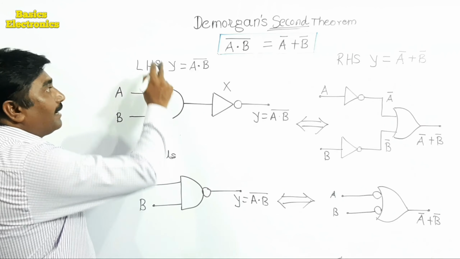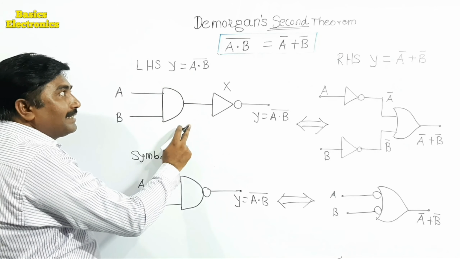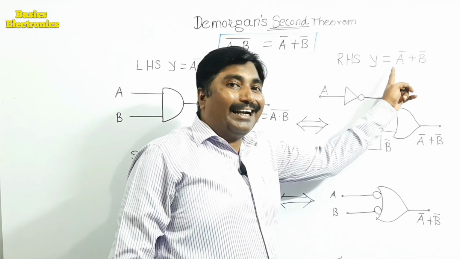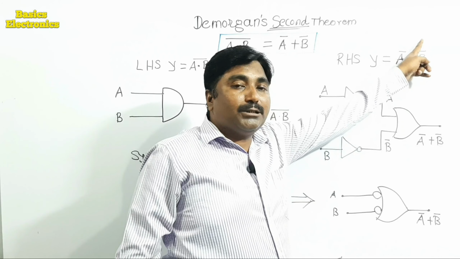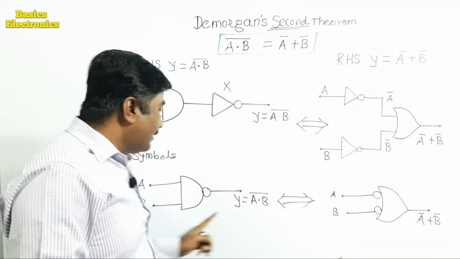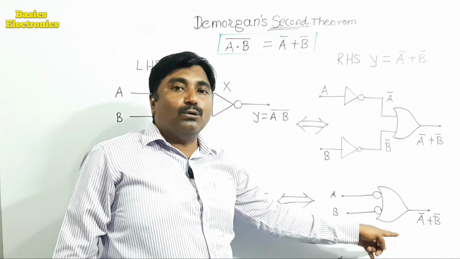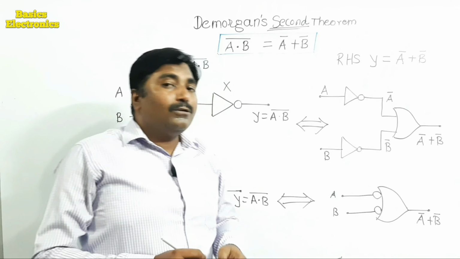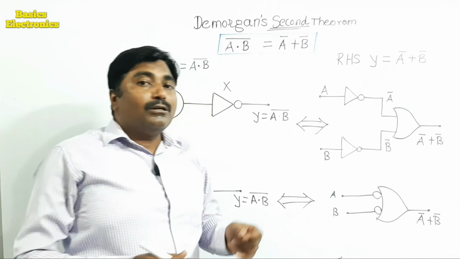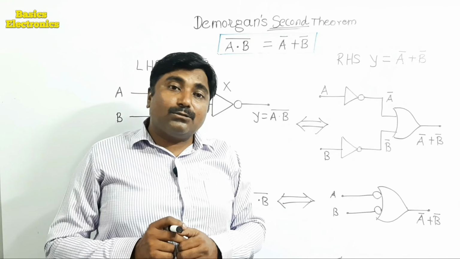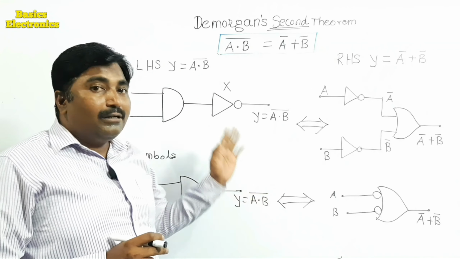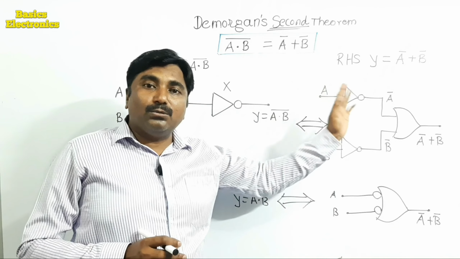The logic diagram of the left hand side, A dot B complement, is here. The logic diagram of the right hand side, A complement plus B complement, is here, and here are the symbols of both the left hand side and the right hand side. Now after drawing these logical diagrams, one thing remains, and that is the truth table. So we have to draw the truth table. I will erase this and draw the truth table.